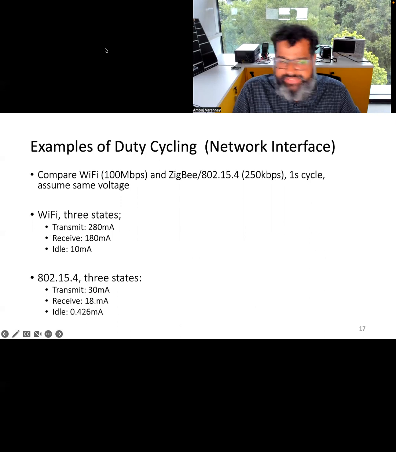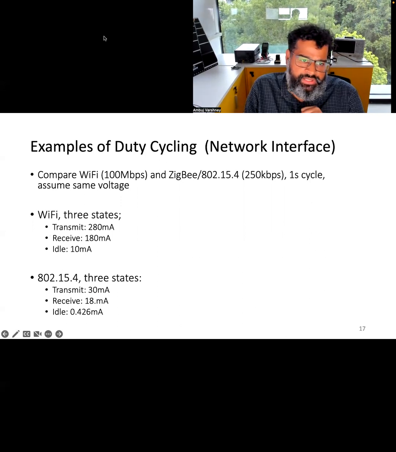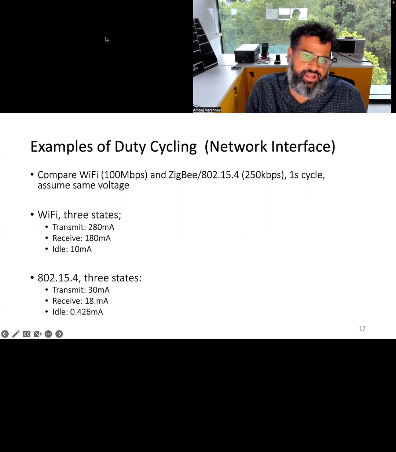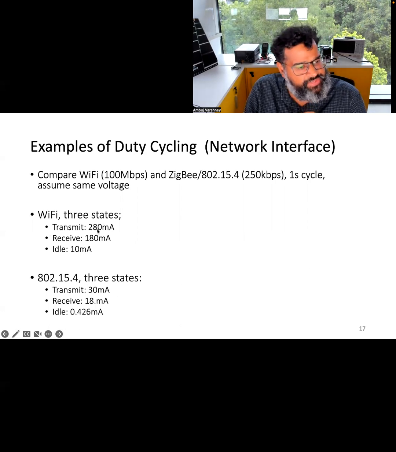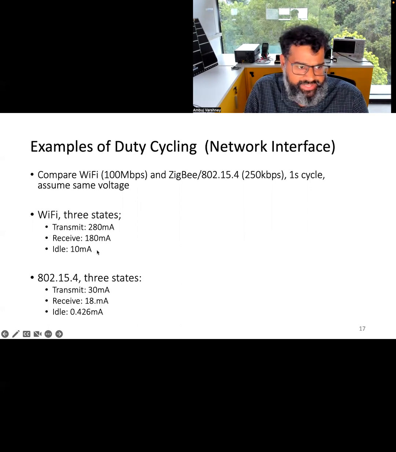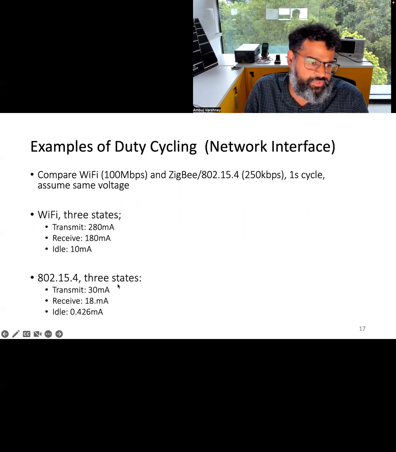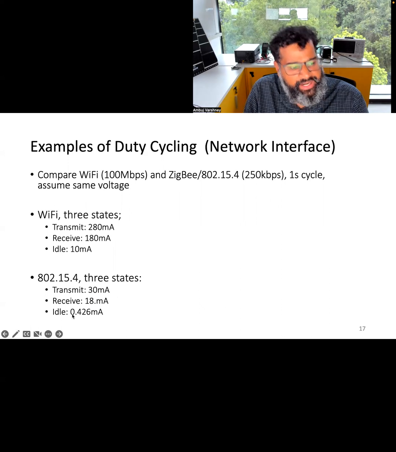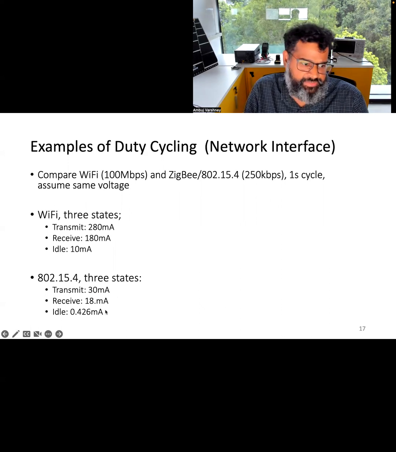So let's look at another example to see how the different states actually allow you to increase the lifespan when operating on batteries. So let's look at 2 wireless radio interfaces. Wi-Fi has 3 different states: transmit, receive, and idle, which have currents of 280 milliamperes, 180 milliamperes, and 10 milliamperes. And 802.15.4, which is the Zigbee radio commonly used on IoT devices, has a transmit current of about 30 milliamperes, receive of about 18 milliamperes, and idle of 0.426 milliamperes.